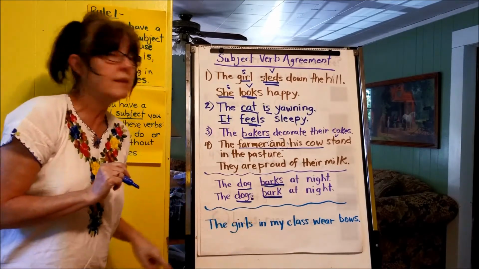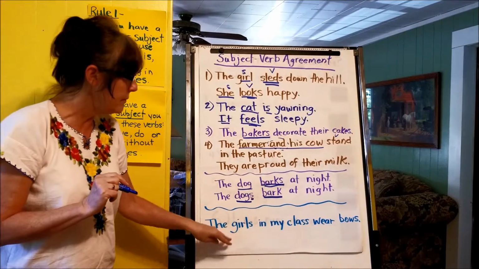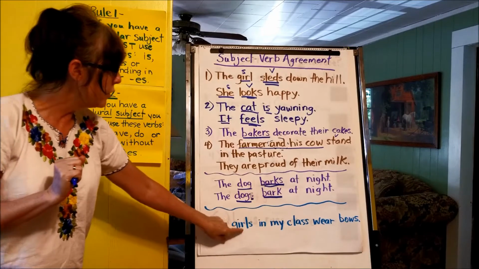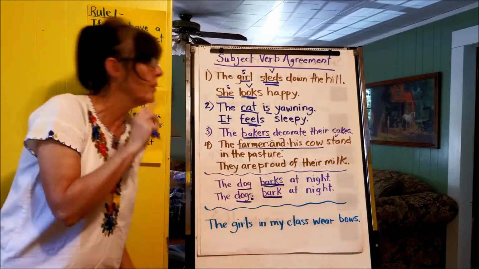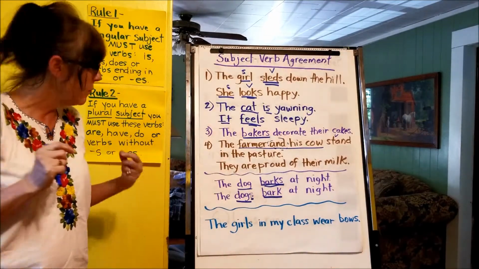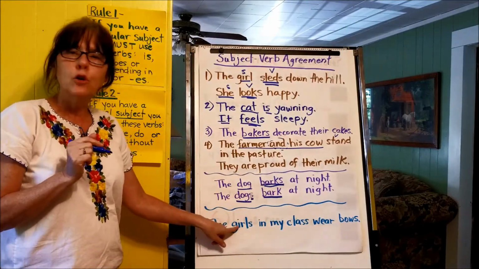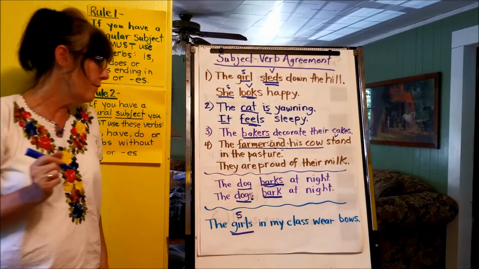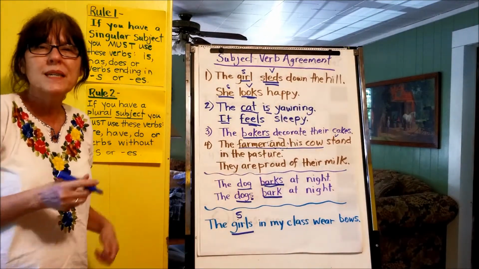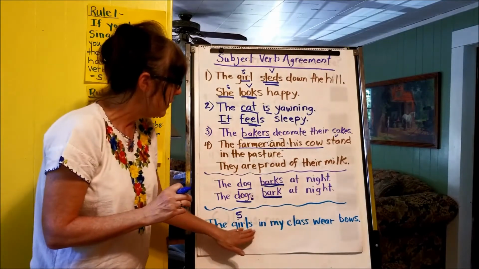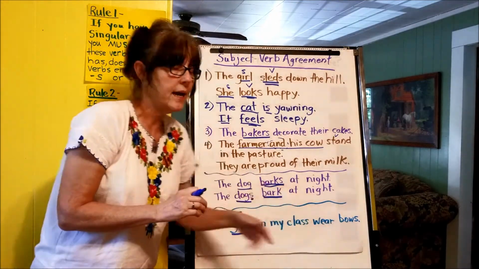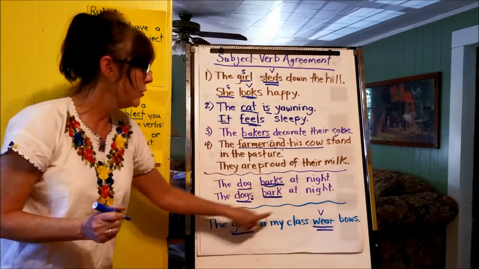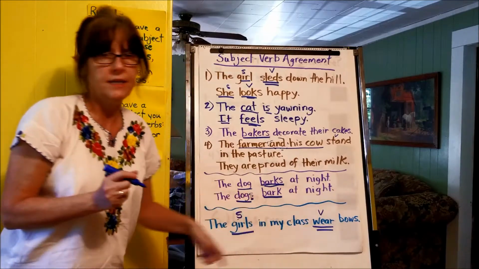Now, one thing real quickly that I want to point out to you is that sometimes the subject and the verb won't be right beside each other. Look at this sentence. The girls in my class wear bows. I have to figure out what's the subject. Well, who wears bows? Girls. So I know that's the subject, okay? All right, and then I have to figure out, well, what are the girls doing? What's being said about them? Well, the girls wear bows, okay? So wear is actually my verb, even though it's way down here, okay? Girls wear bows. This is just an extra detail in here.